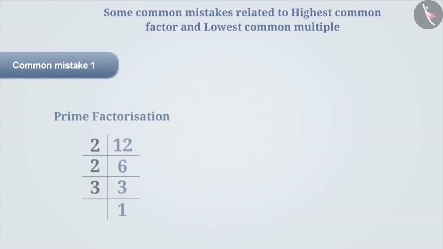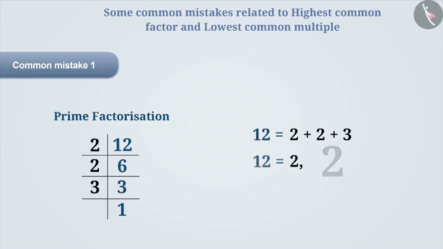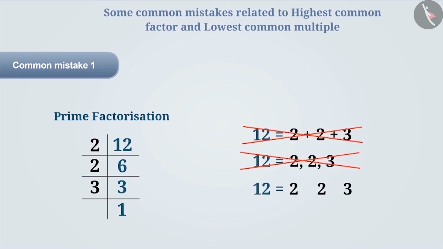Common mistake 1. While representing the factors obtained by prime factorization, sometimes addition or comma signs are used. It is very necessary to understand that while representing the prime factors, the multiplication sign must be used.